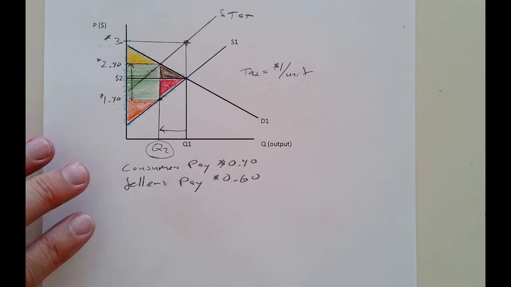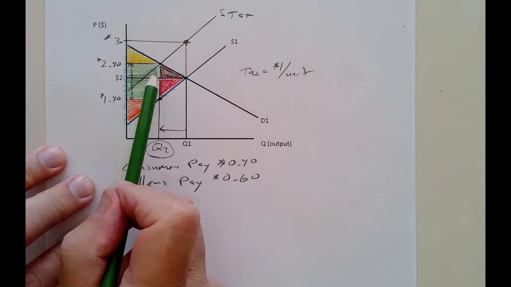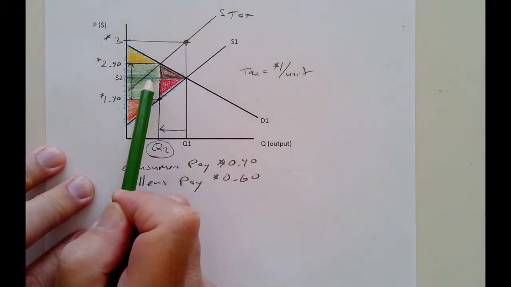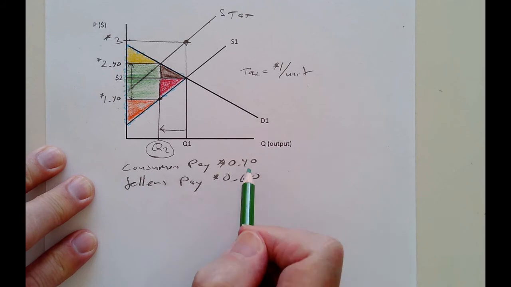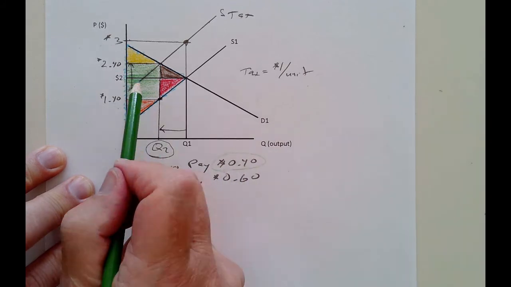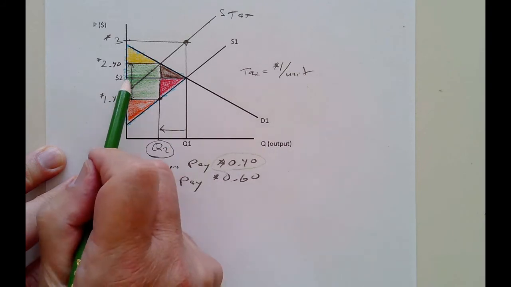And so the tax is both a transfer of surplus and a loss of efficiency. So a tax does both of those things. It has a transfer of surplus, and the transfer of surplus is this area here, the green area. The top portion is transfer from the consumers to the government, and that's our 40 cents per unit times, so what you do is take 40 cents times Q2, and that'll be that rectangle. And you take 60 cents times Q2 again, and that'll be what the sellers give to the government.